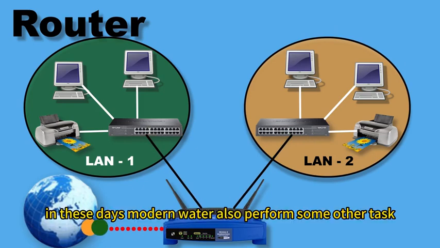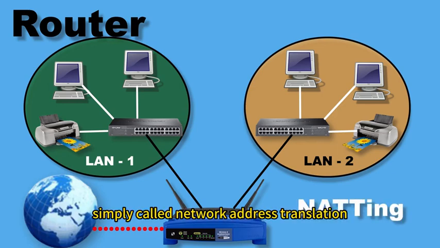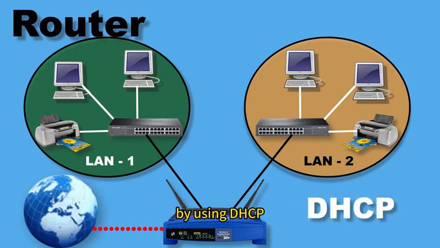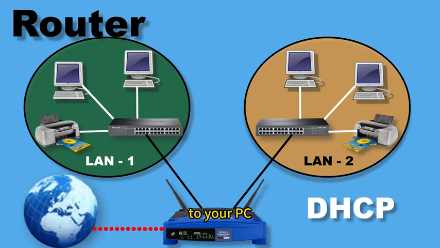These days, modern routers also perform some other tasks like NAT, simply called network address translation. Also, they can provide IP addresses to hosts by using DHCP, so you don't need to provide IPs manually to your PC. Let's see how it works.